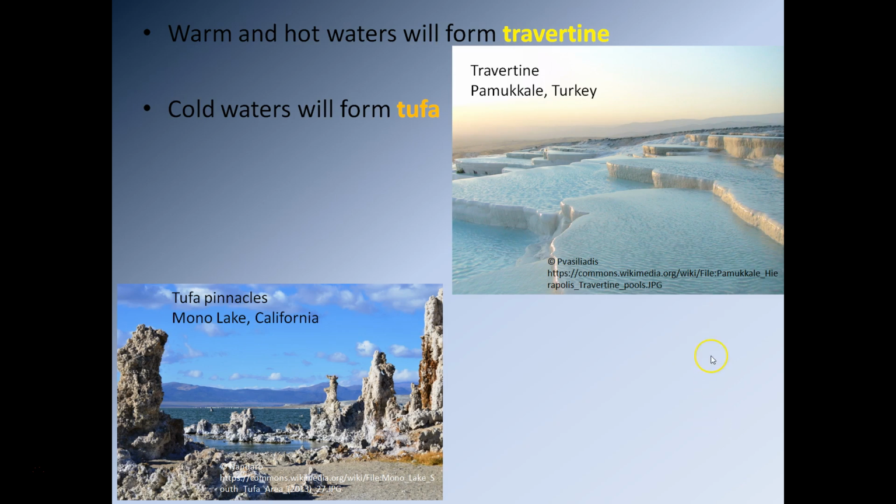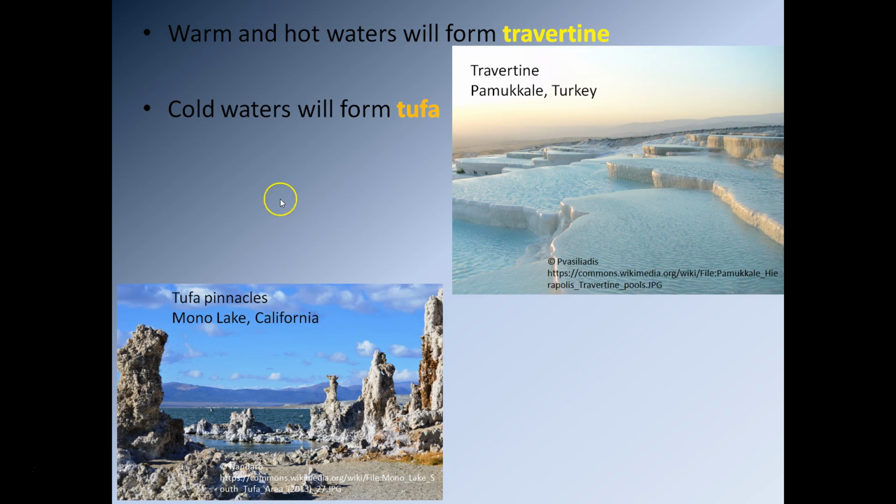So here are a couple of examples. The first one is if you have warm or hot water, when that water cools down, it will deposit the carbonate and form travertine. This is an area of Turkey, and you can see these terraces, where water is seeping out onto the surface. As it seeps out, this warm water cools down and deposits the carbonate as it cools.